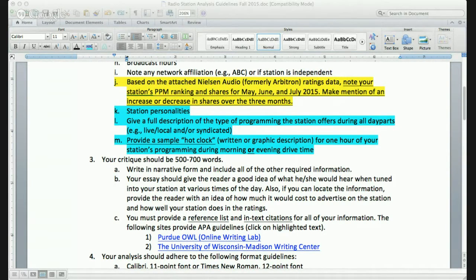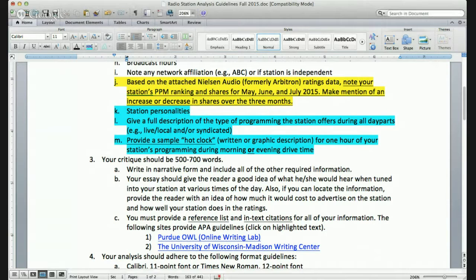I do want to point out, and I'll make this one a different color, we'll go pink, fuchsia. It says provide a sample hot clock. It can be written, or it can be in a graph, and that graph can be a pie chart. Usually it's a pie chart.